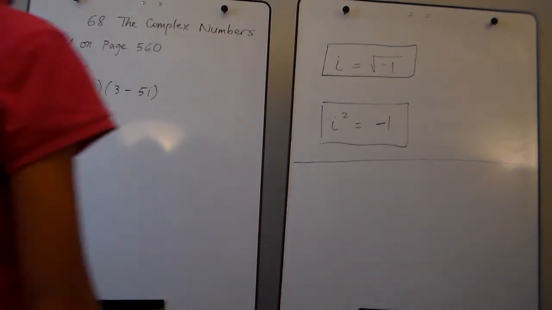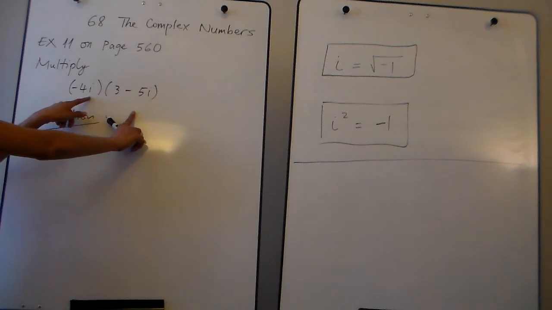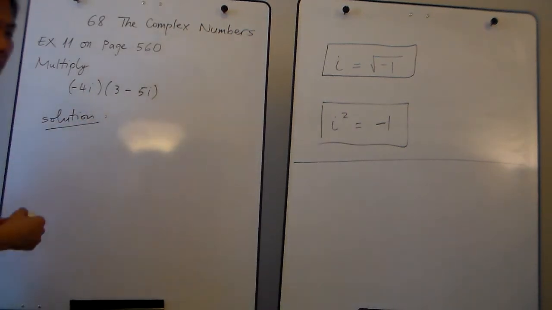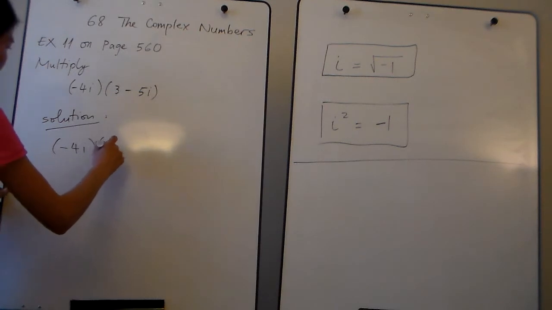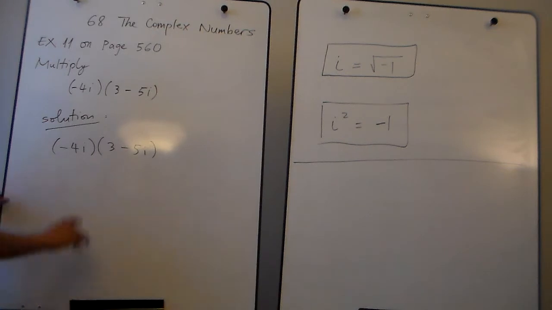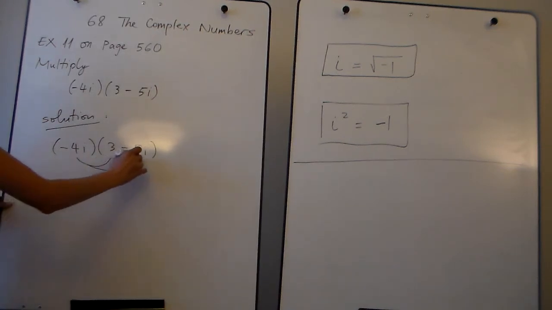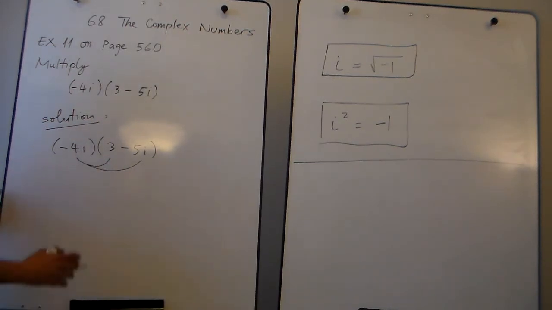Example 11 on page 560, multiply two complex numbers. They're complex numbers because each factor has i in there. Alright, we're going to multiply this. The first factor is negative 4i, and the second factor is 3 minus 5i. We're going to distribute, very similar to real numbers. Take this factor and multiply it to each term inside the parenthesis.